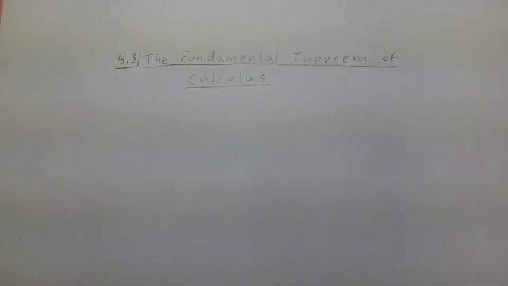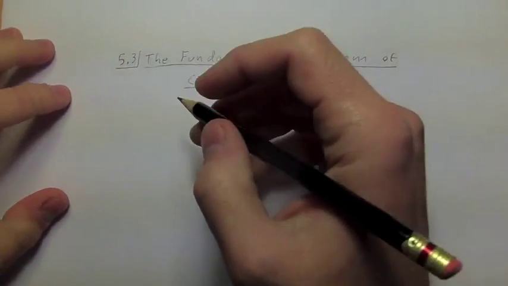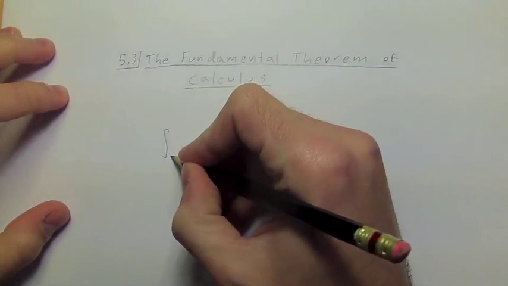The fundamental theorem of calculus is the big theorem that relates derivatives to integrals, and the way that we already know how they should be related, but it also gives us a way to calculate definite integrals, right?